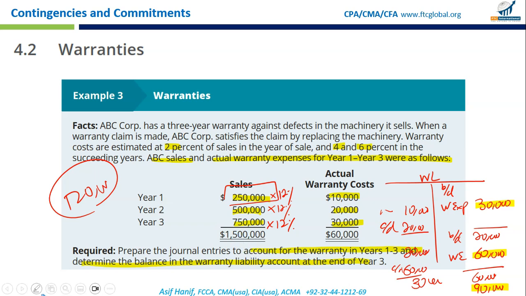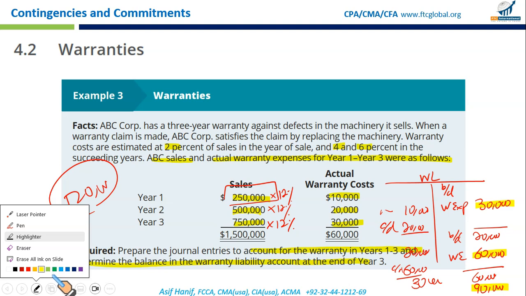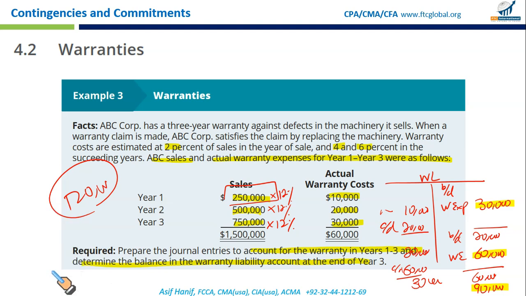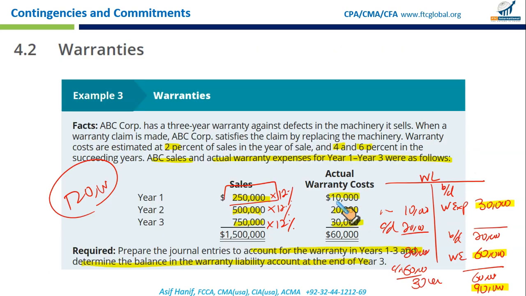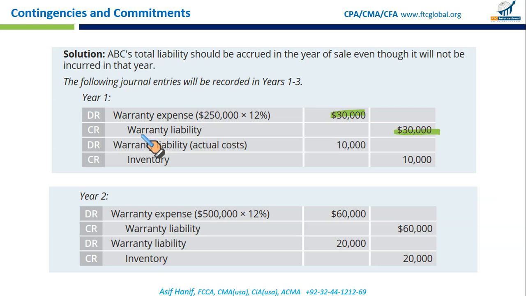Now let us match these one by one, taking a different color. Let's say take green. So the first entry we make is debit warranty expense, credit warranty liability. This is it. Warranty expense debit, warranty liability credit. When the actual spending is made, actual warranty cost, since we are going for replacement, right? In that case, we are going to debit the warranty liability, credit inventory, because we are giving the item in return to the customer. So credit inventory and debit warranty liability.